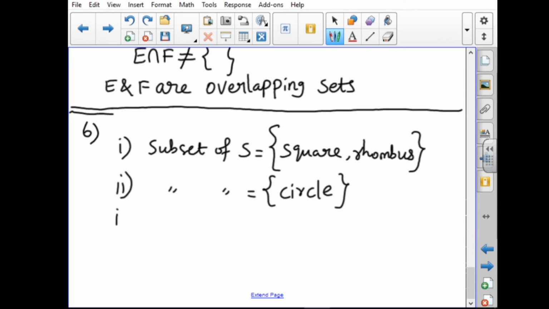Okay. Then third one, the set of shapes in which the sum of all interior angles is 180 degrees. For what type of figure is the sum of interior angles 180 degrees? In a triangle, the sum of all interior angles is 180 degrees. Okay. So the third one is triangle.